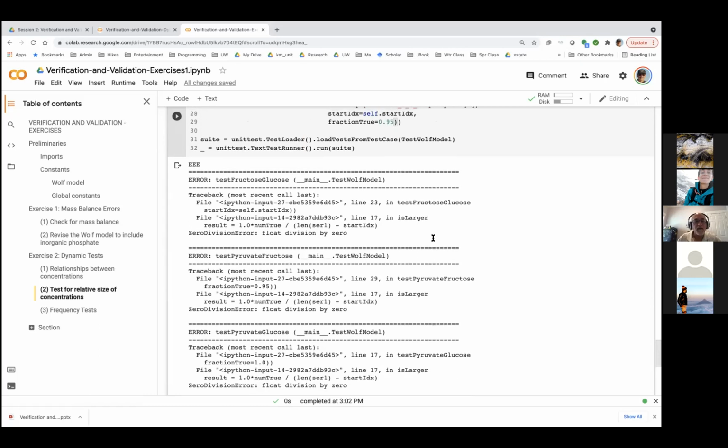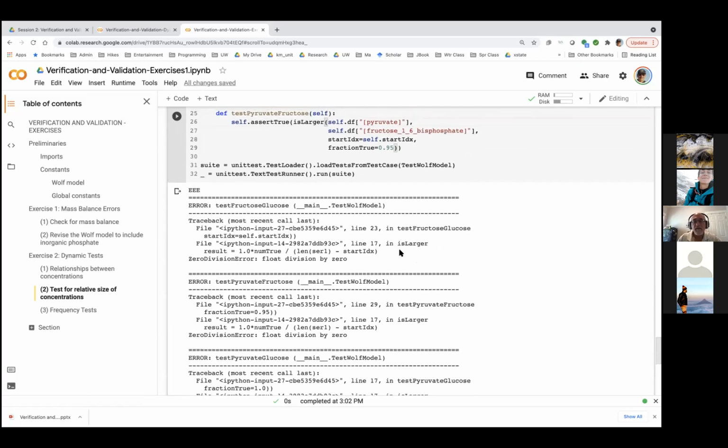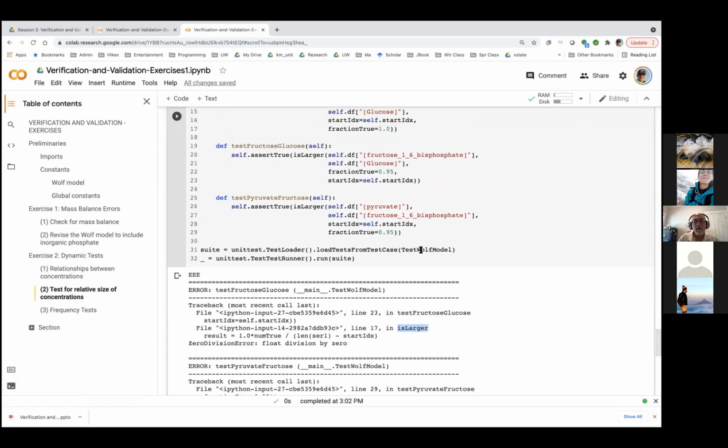Okay, so it looks like all 3 tests errored. They all failed in is_larger on line 17, and they all failed because of this here, the length of the series. Apparently this is 0, it looks like, division by 0. Okay, so what did I do wrong?